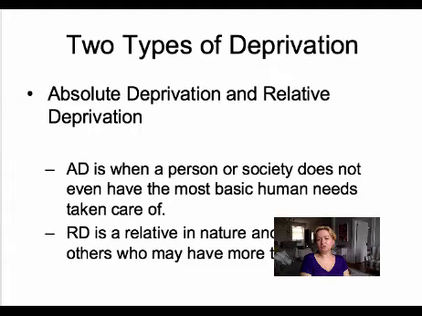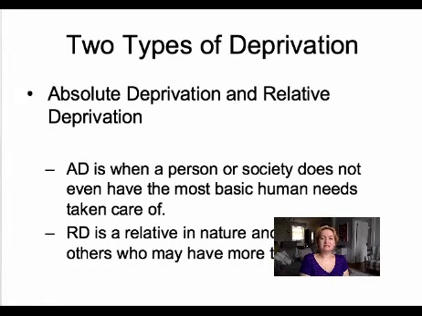Okay, so these are two important concepts to remember. There are two types of deprivation which also lead to conflict. One is absolute deprivation and the other is relative deprivation. Absolute deprivation is when person or society does not even have the most basic human needs taken care of. For example, a person doesn't have food or access to health services.